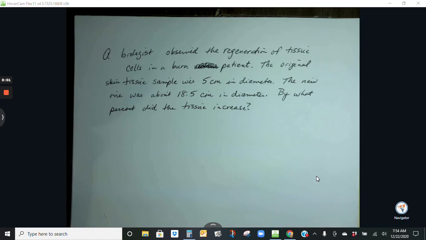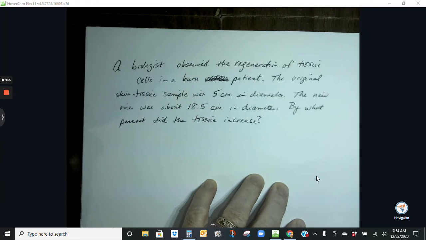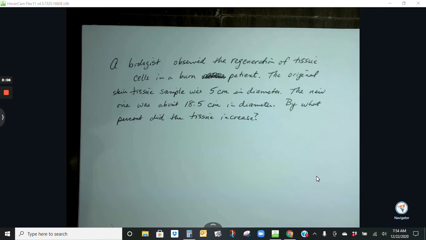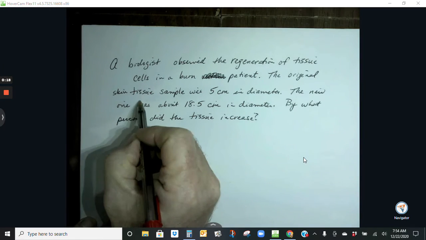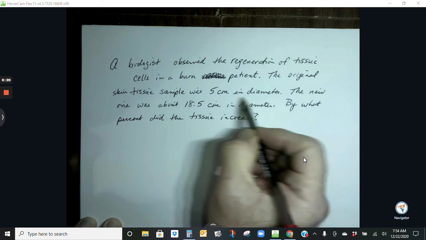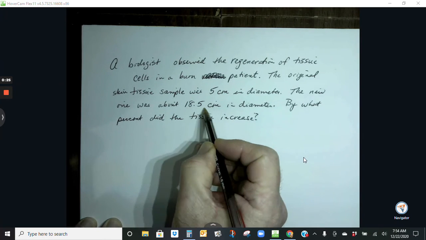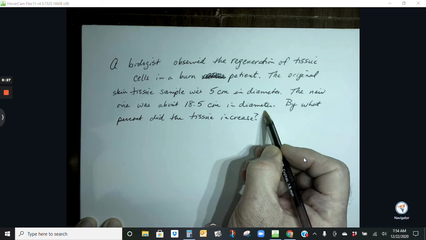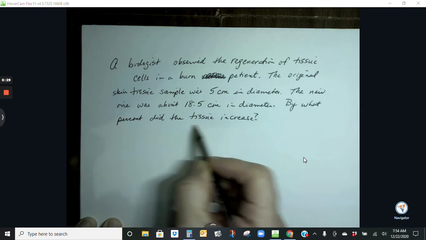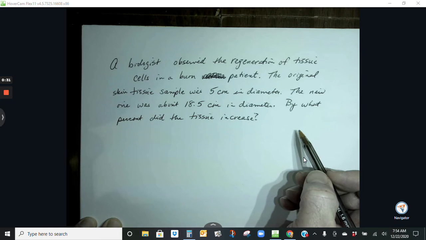Okay, so another example: a biologist observed the regeneration, that's regrowing, increasing of tissue cells in a burn patient. Doing some experimentation, the original skin tissue sample was 5 centimeters in diameter. The new one was about 18.5 centimeters in diameter. By what percent did the tissue increase?